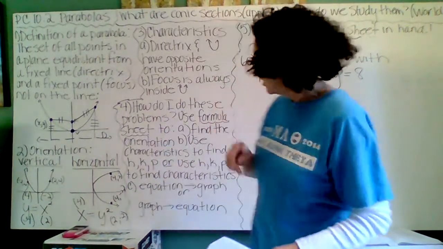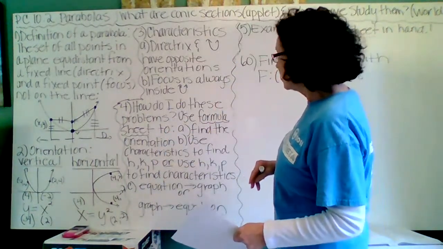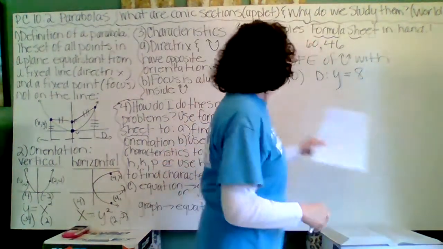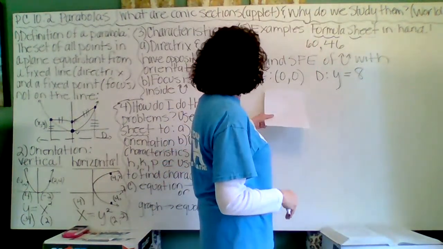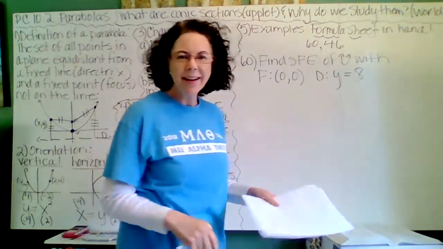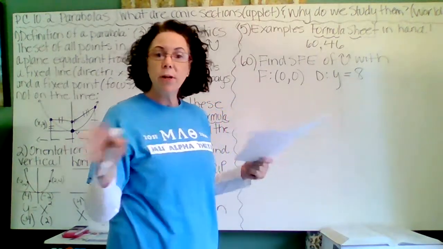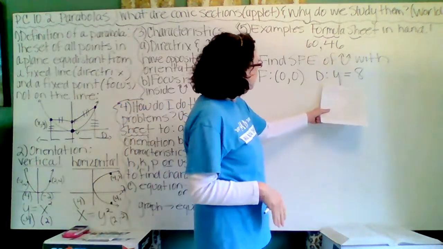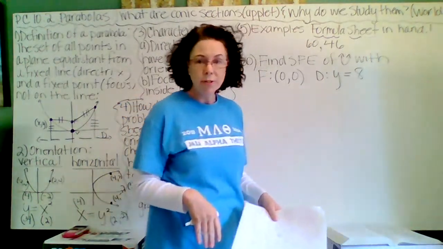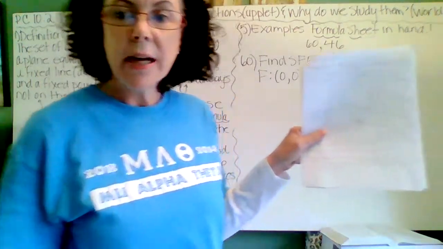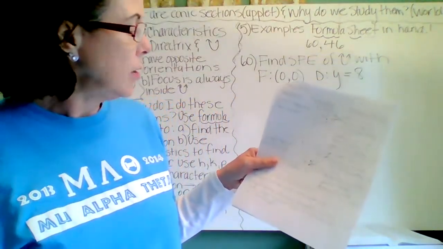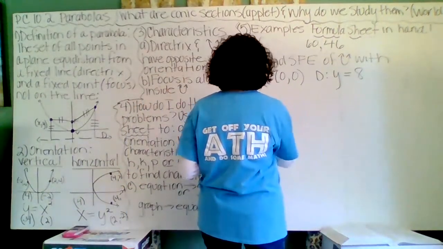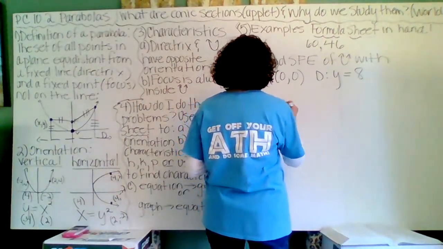Okay, as always, the first thing I need is the orientation of the parabola so I know what equation to write. The focus doesn't help me give the orientation because that focus could be in a parabola going left, right, up, or down. But here again, the directrix is y equals 8. When I look on my sheet, I see a directrix that's y equals is vertical. So I'm going to go ahead and write that equation.